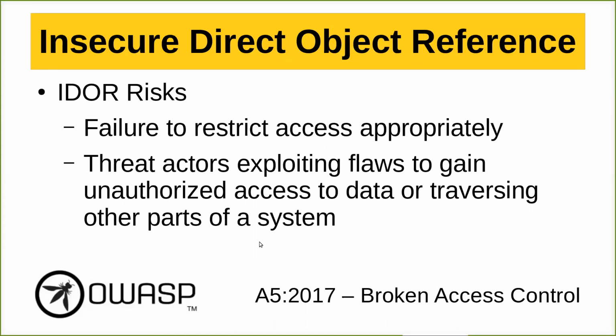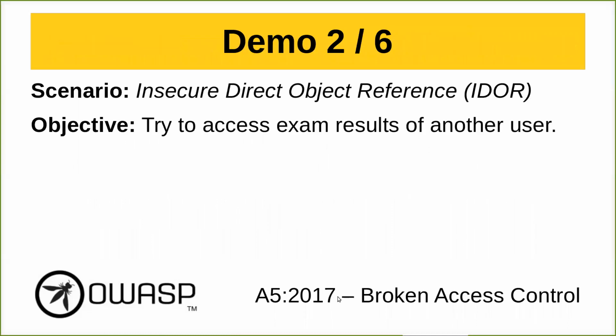And I think in the olden days, this may have been OWASP, like in the prior version, 2013, I believe. This may have been like A3 on the list. They kind of combined a couple things and simply called it broken access control. Still in the OWASP top 10, though, it's A5 for IDOR risks. And in this case, our scenario is insecure direct object reference. And the objective they want us to do is to try to access exam results of another user.